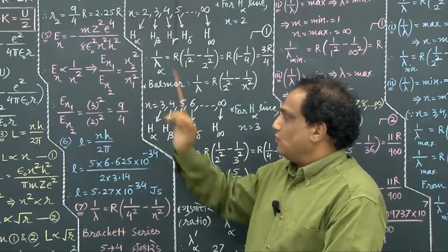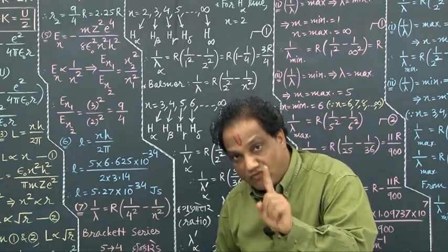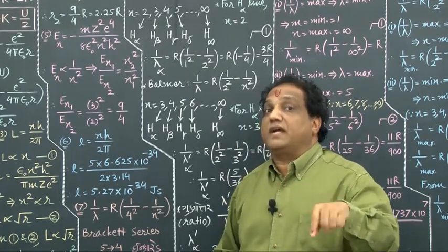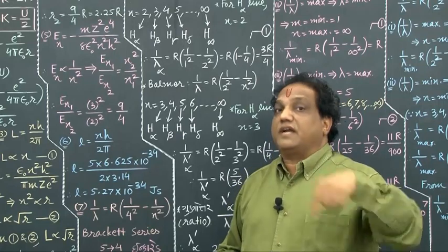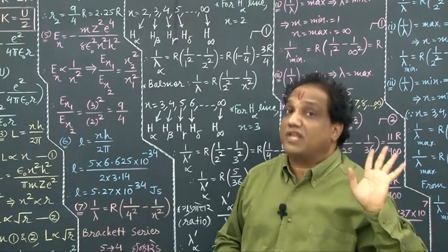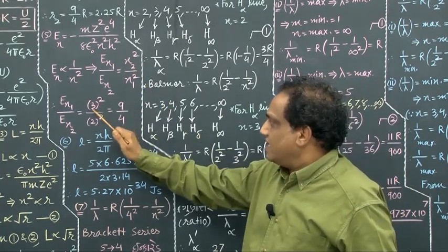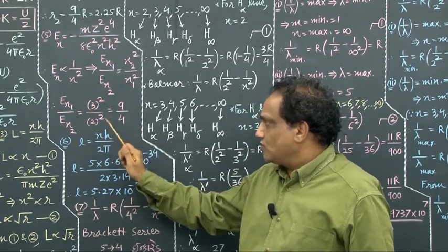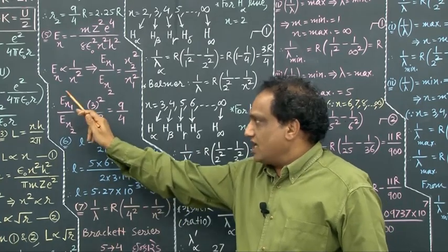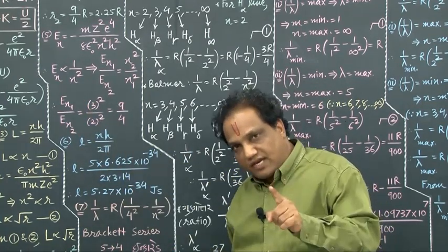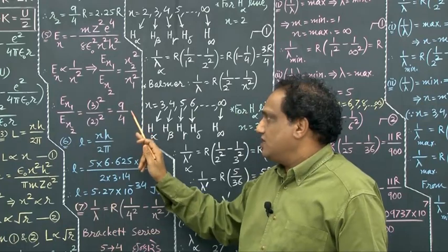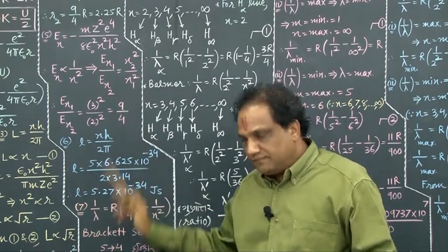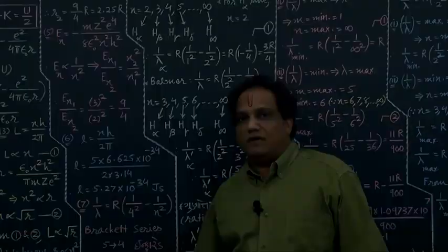What about n2? It is second value of order of orbit, which is given as second excited state. For second excited state, N2 will be 3. So, N2 is 3, it's a square. 3 square is 9, 2 square is 4. So, this ratio they have asked, and that ratio we have found out, it is 9:4. Simple. Read this statement of number 6.